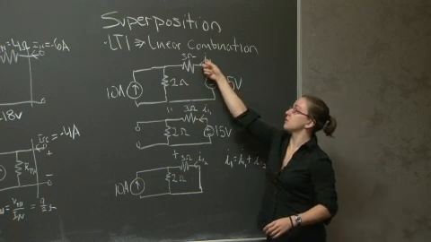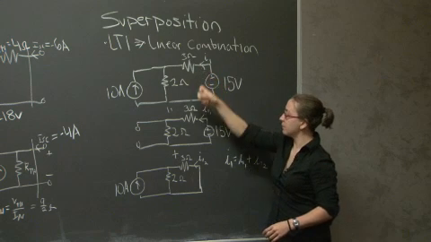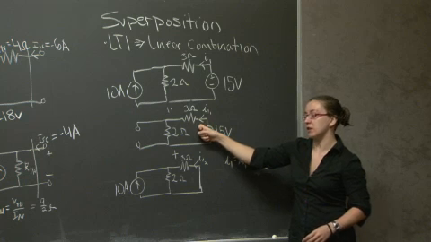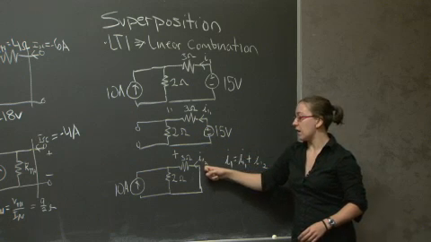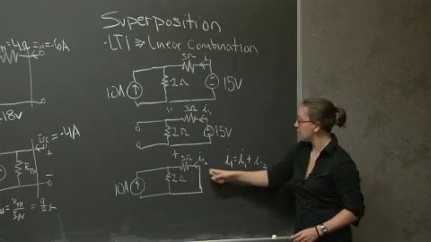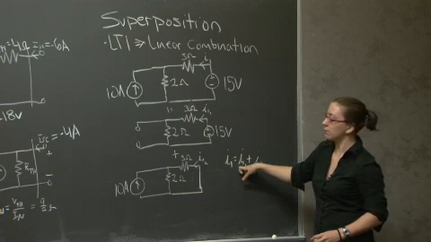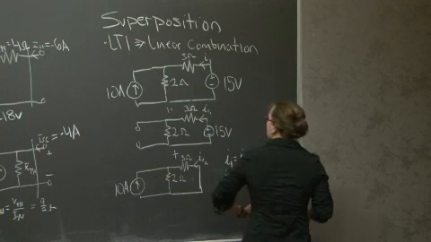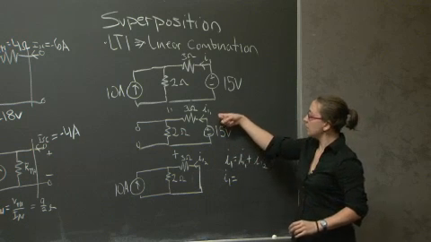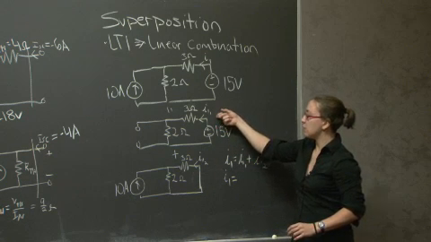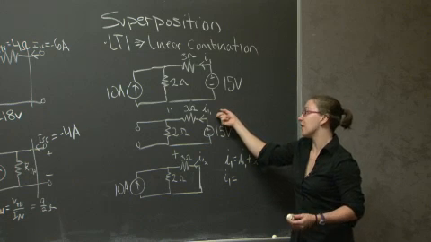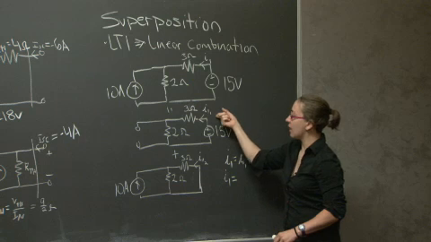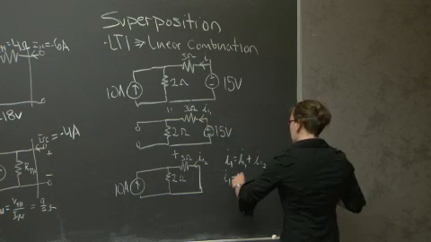If in this example, I was just looking for I1, I1 would be the linear combination of the contribution of I1 in this particular circuit plus I1 in this particular circuit. So this is the expression that I'm looking for. In the first circuit, I'm just going to use V equals IR. And I'm going to have 3 amperes in this direction.